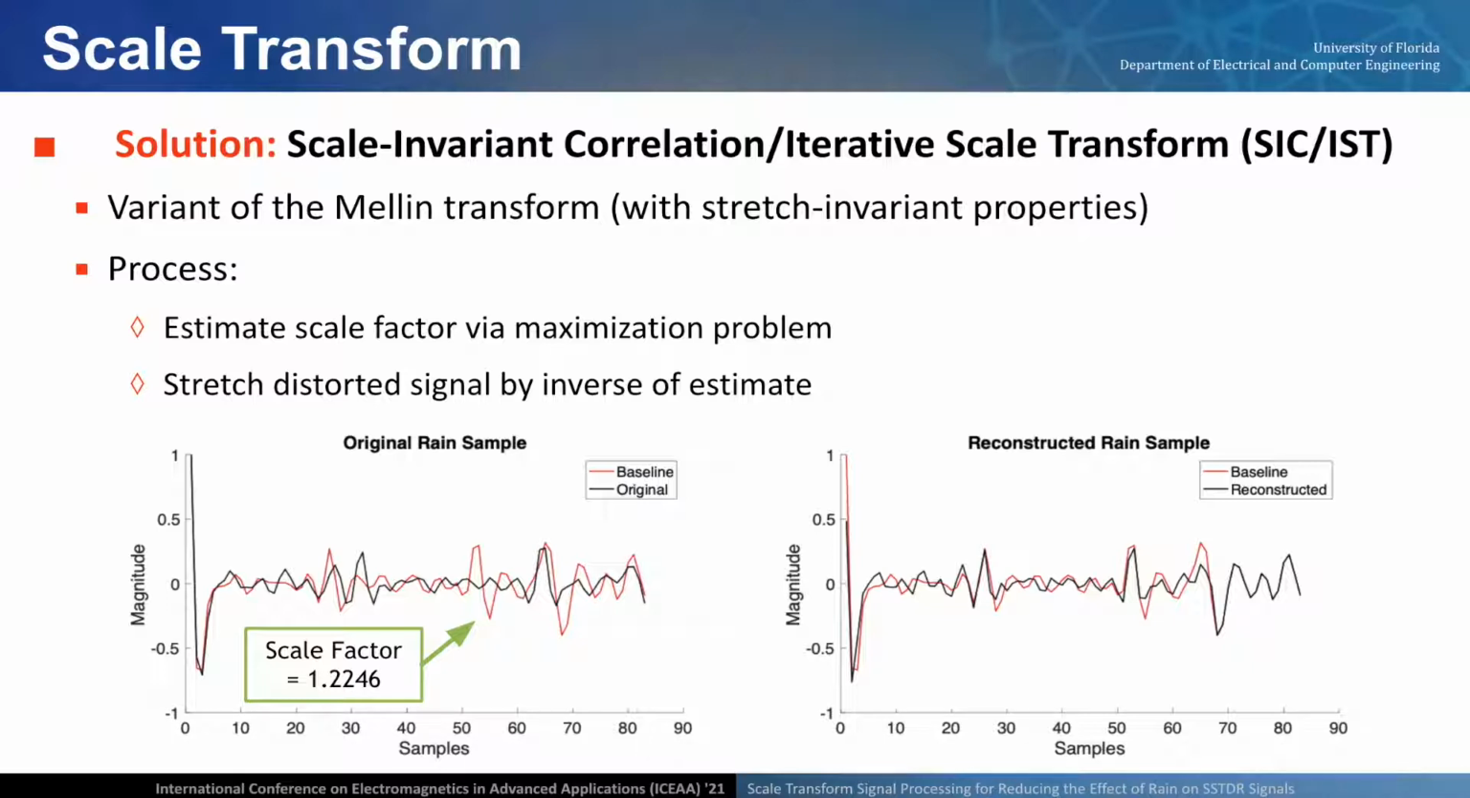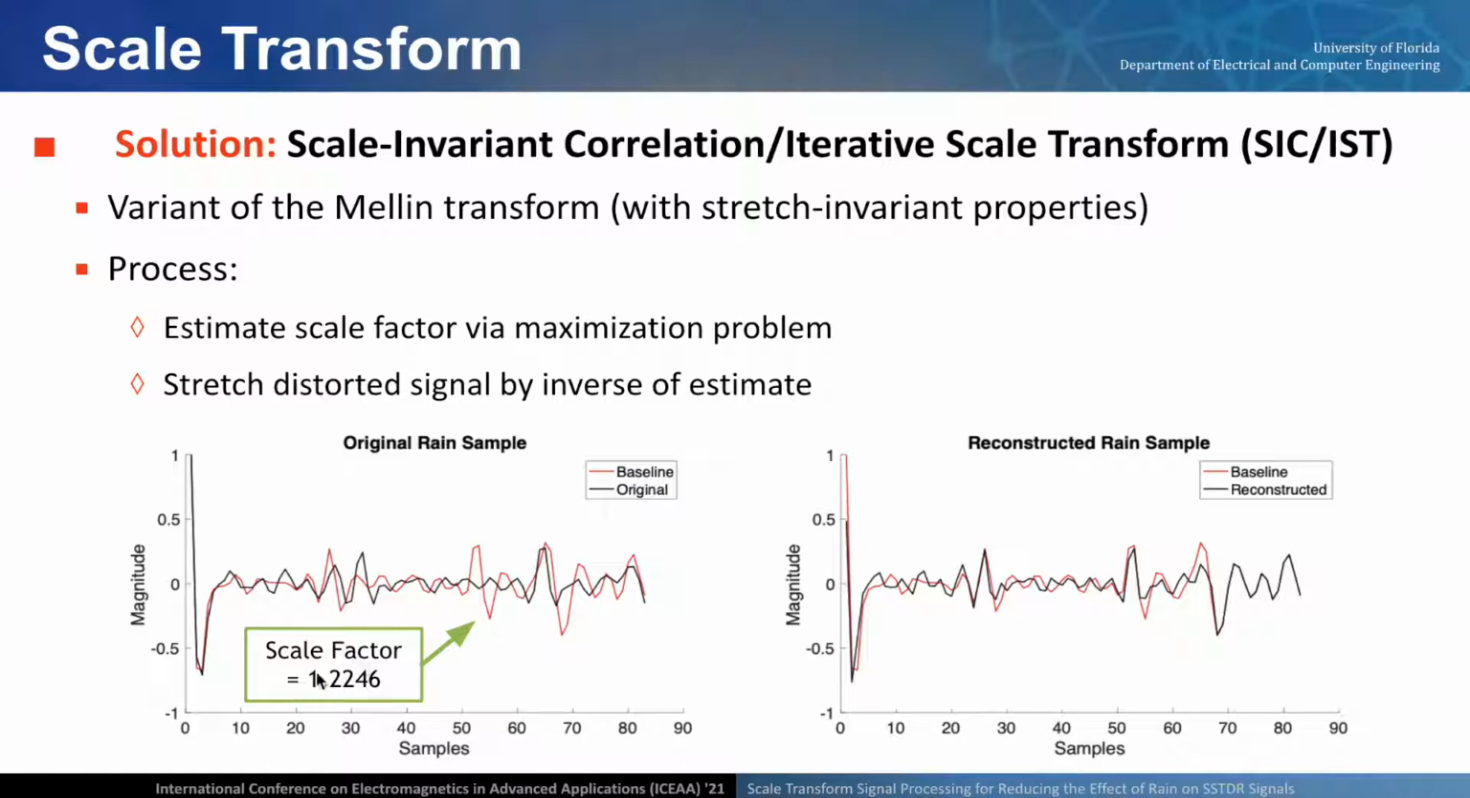So on the left, we see the baseline signal in red, and we see the original rain signal that we're going to be working with in black. Now, what we want to do is take this rain sample in black and ideally shift it back to match up with our baseline red signal. As you can see, some of the peaks have already been shifted out of place, such as the first 2 over here, as well as this peak and this black peak here.